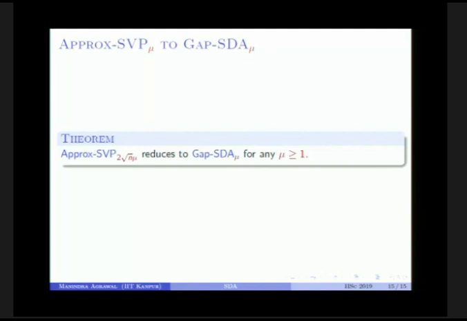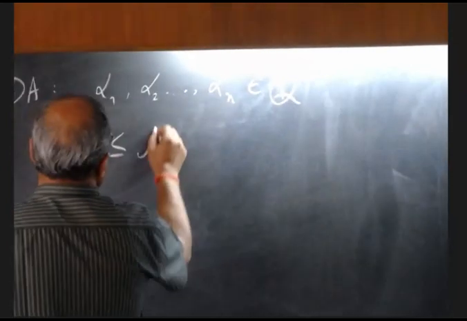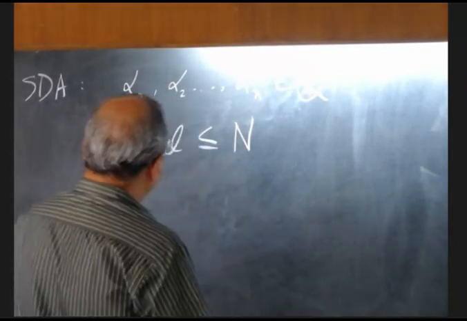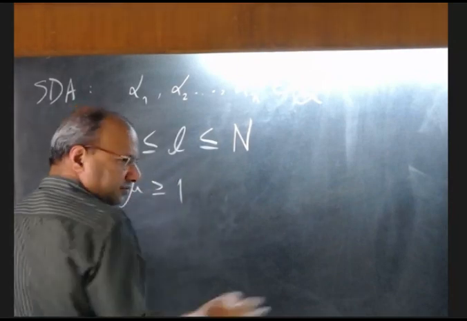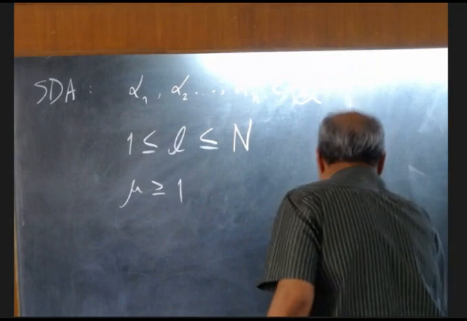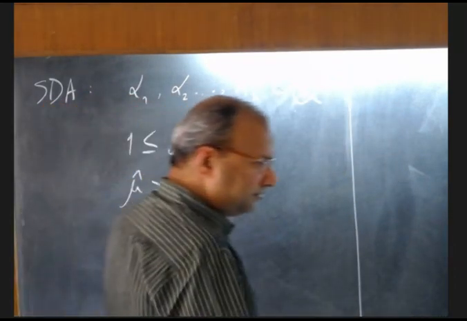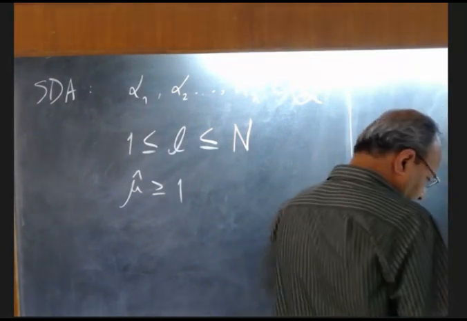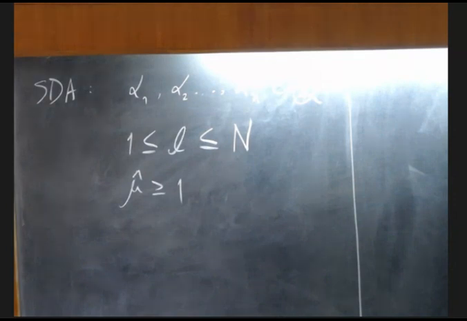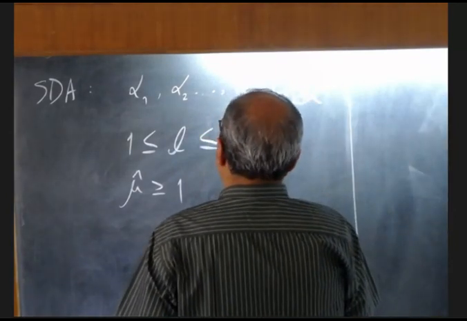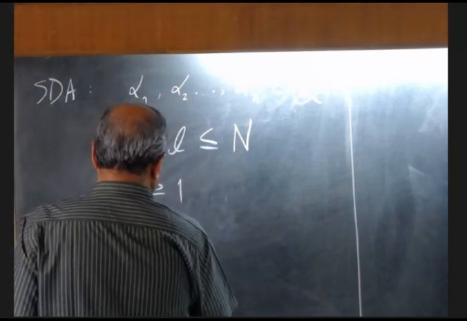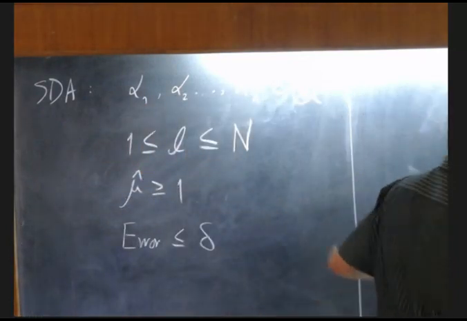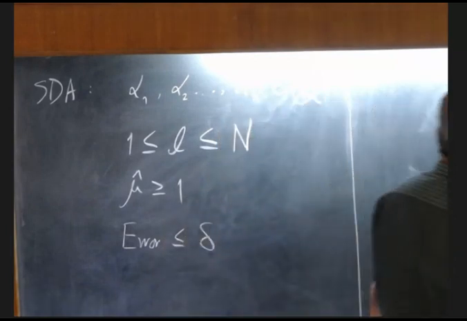Then you have the multiplier, which is between 1 and N, and the gap mu greater than or equal to 1, so some mu. Let me call it mu hat for this. So I want to create an integer lattice out of this. By the way, there is a bound on the delta, also. That's the distance from the integer that you are willing to tolerate.